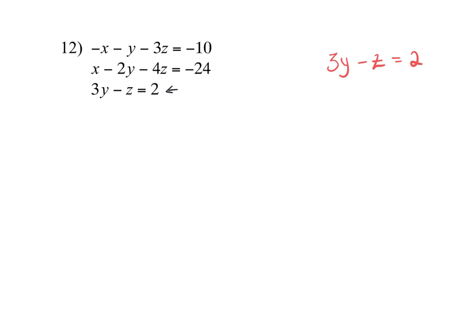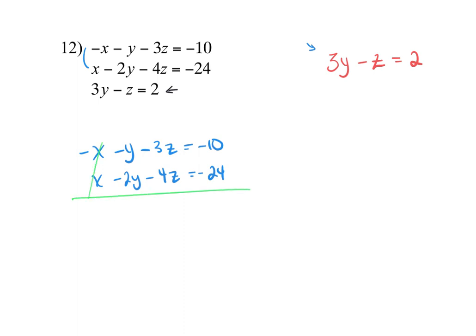And then I want to take the other 2 and eliminate the same variable that's missing from the third one that I just decided to use. So I'm going to take the negative x minus y minus 3z and the x minus 2y minus 4z. And I'm going to eliminate my x because I'm already missing an x from that third guy. So it's actually already set up quite nicely for me to do elimination. Negative and positive cancel here. This is negative 3y, negative 7z, and negative 34.